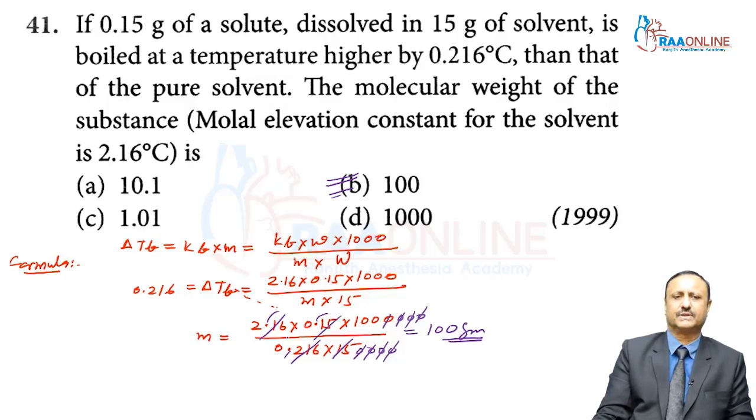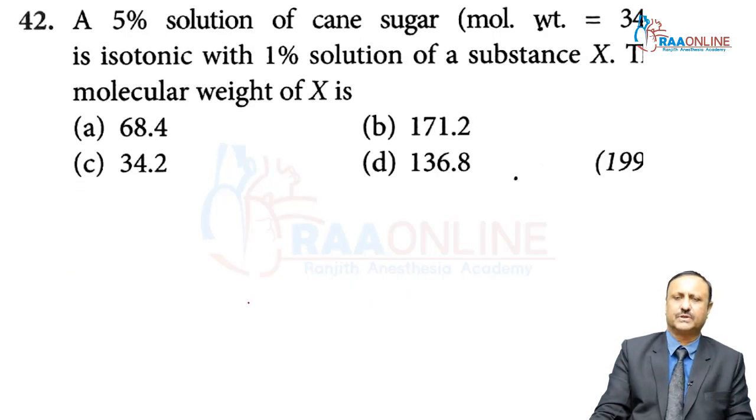So, my dear friends, question number 41, you can get the answer B. Now, we can see here question number 42. A 5% solution of cane sugar, molecular weight is equal to 342, is isotonic with a 1% solution of a substance X. What is the molecular weight of X?